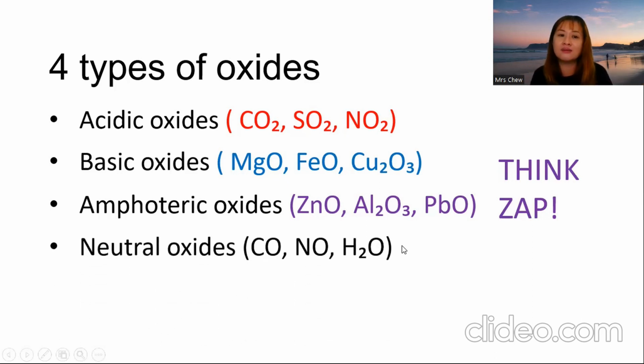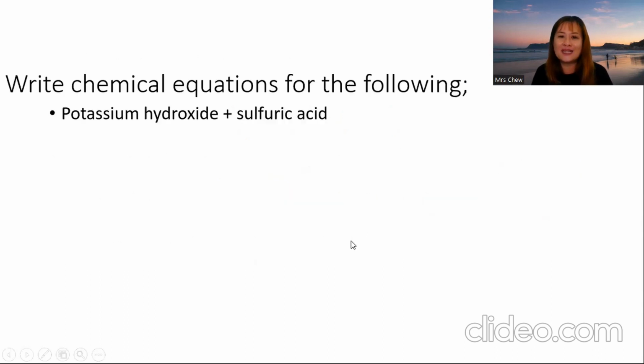The last one is our neutral oxides, which are our non-metal monoxide like CO, NO, and H2O. They do not react with either acid or base. Okay, so let's take a look at some questions today. We are going to go through a lot of chemical equations for today, all right?